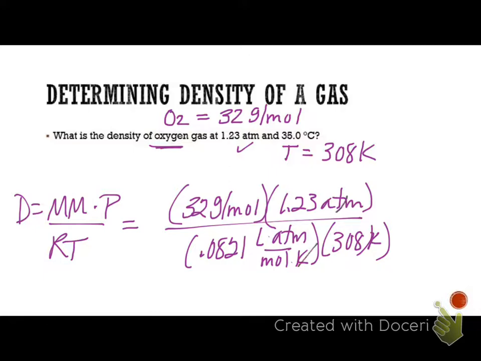Cancel, cancel, cancel. Whoops, just kidding, that one stays. It's moles I meant to cancel. So our units are grams per liter again. And I do the math, and it looks like everything needs 3 significant figures. My answer is going to be 1.56 grams per liter.